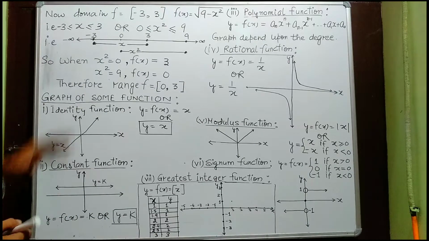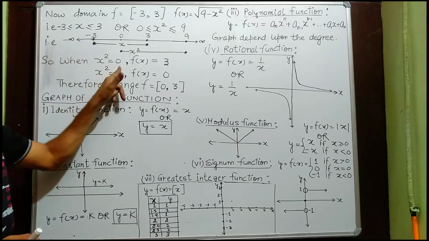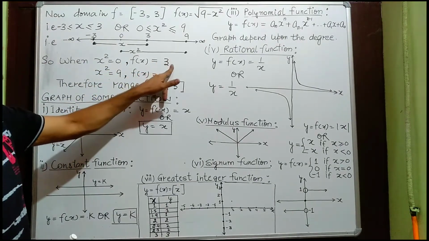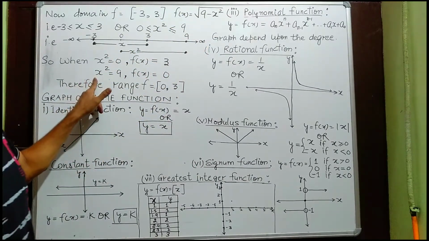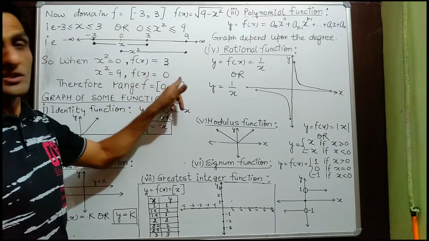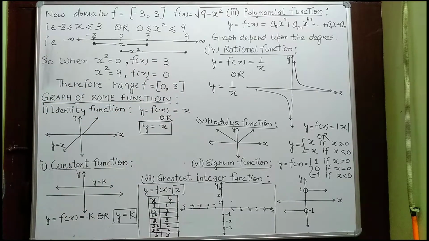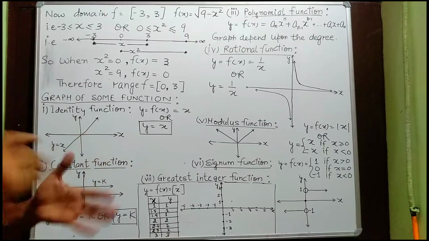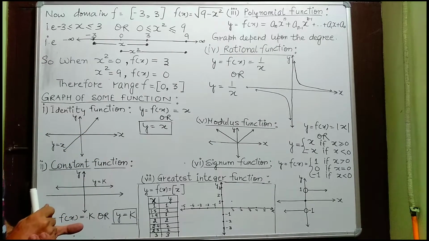Now you can use the maximum and minimum value of x square. So when x square is 0, the value of the function is 3, and when the value of x square is 9, the value of the function is 0. So now the range of the function is 0 to 3. So in this case, you remember this: whenever the value of x is restricted, then you have to obtain the value of y carefully.